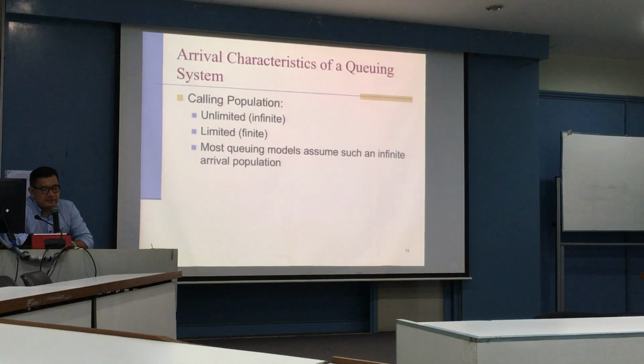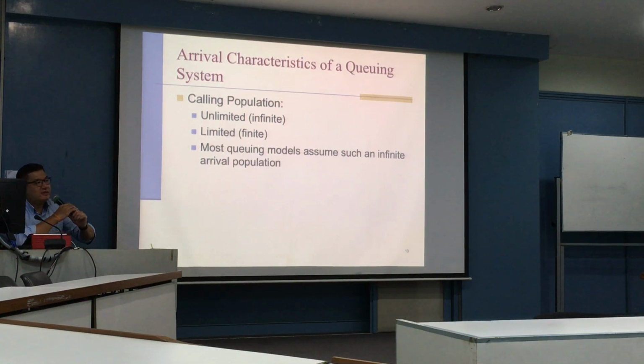The first thing you need to understand for arrival characteristics is the calling population. Calling population refers to the customers that arrive to your queuing system. The customers who arrive to the system actually come in two types. The first one we call unlimited calling population, and the second one is limited calling population. Almost all the queuing models, and also all the models we're going to study in our class, assume that the calling population is unlimited.